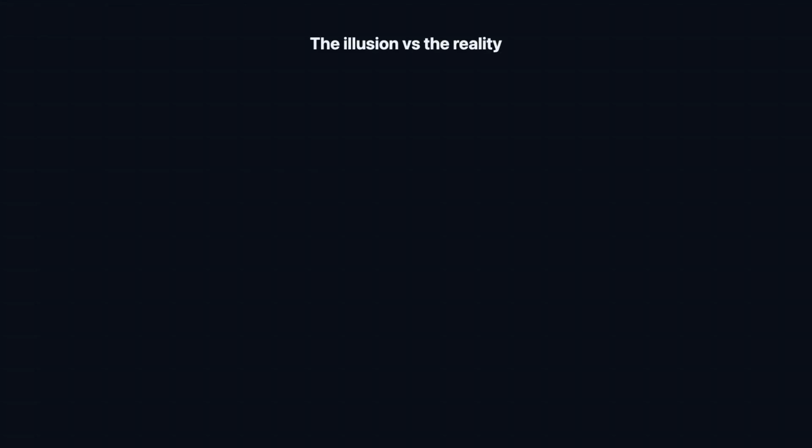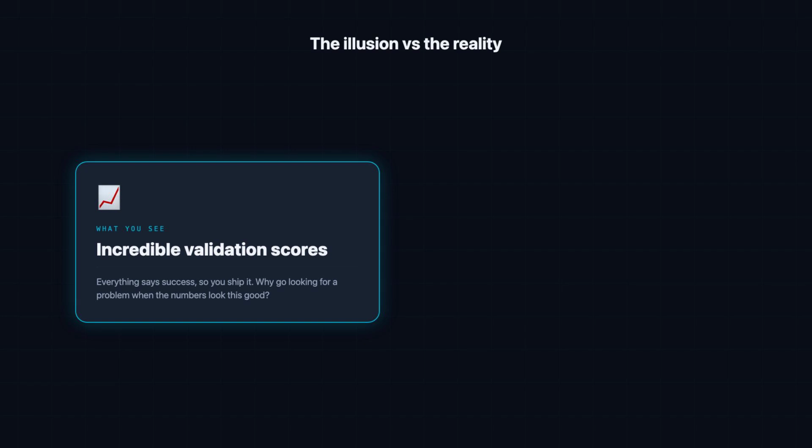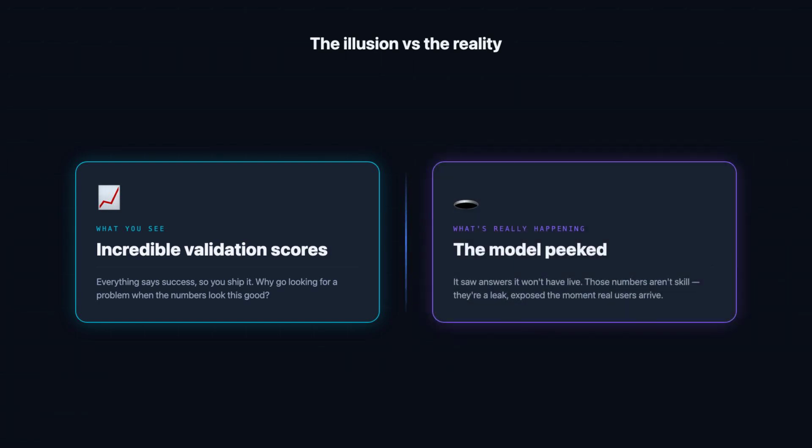So what does leakage even look like from the outside? Line up the illusion against the reality. You see validation scores that look absolutely incredible, and you naturally assume you've built a fantastic model. Everything on your screen says success, the metrics are green, the demo goes well, so why on earth would you go hunting for a problem that doesn't seem to exist? But underneath, the model quietly peeked at answers it simply won't have when it's live. Those glorious numbers aren't skill, they're a leak in disguise, and the painful gap between validation and reality only shows up once real users actually arrive.